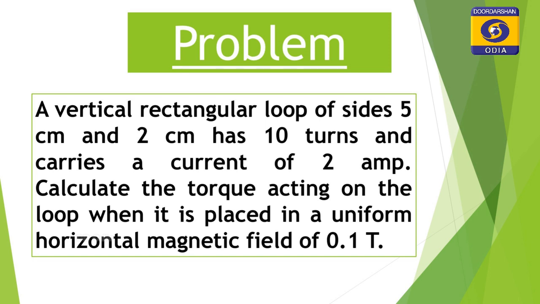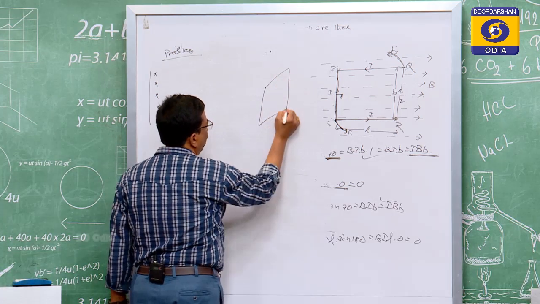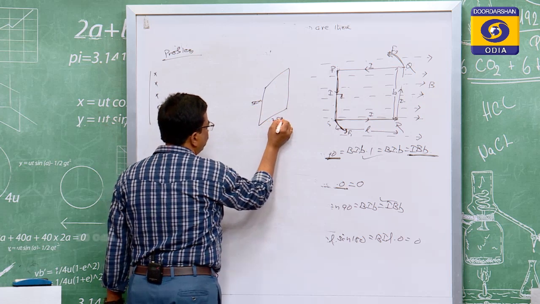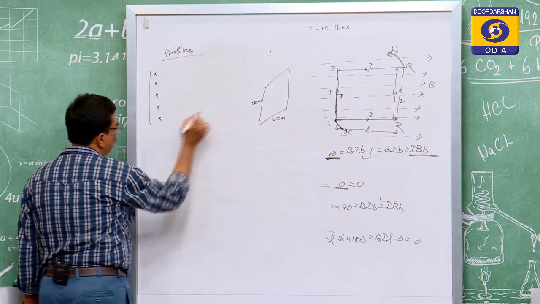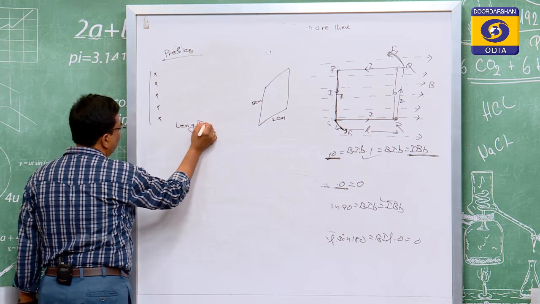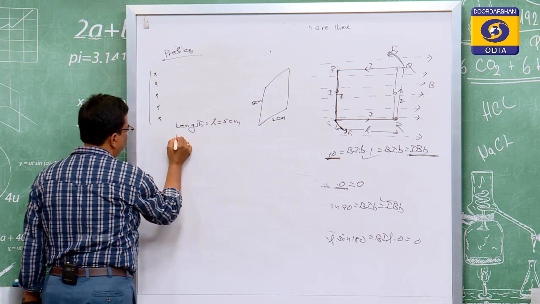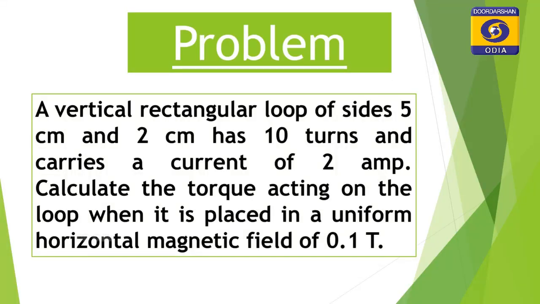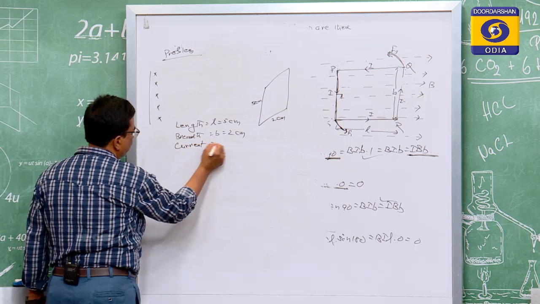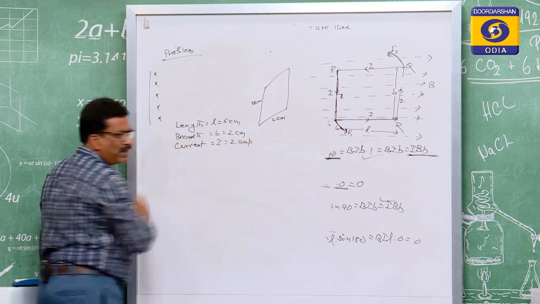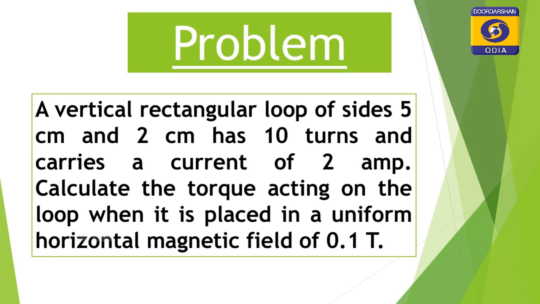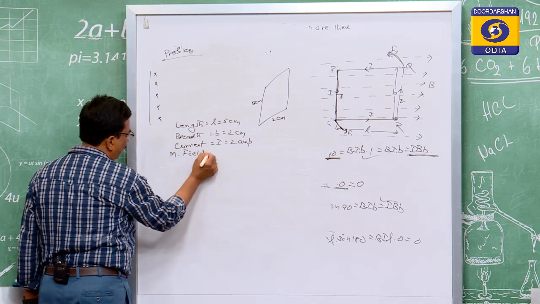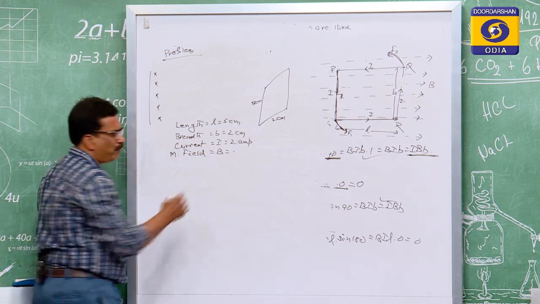Suppose this is the vertical rectangular loop of sides 5 centimeter and 2 centimeter. So, 5 centimeters and 2 centimeters means if you take length L equal to 5 centimeter, then the breadth B is equal to 2 centimeter. It carries a current of 2 ampere, so current I is equal to 2 ampere. Calculate the torque acting on the loop when it is placed in a uniform magnetic field. So, the uniform magnetic field B is equal to 0.1 Tesla.